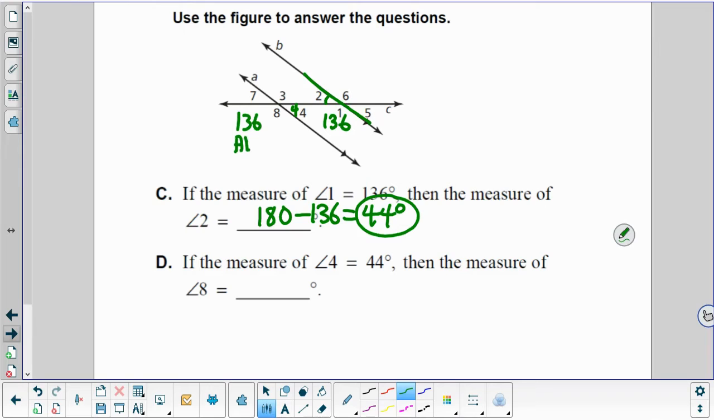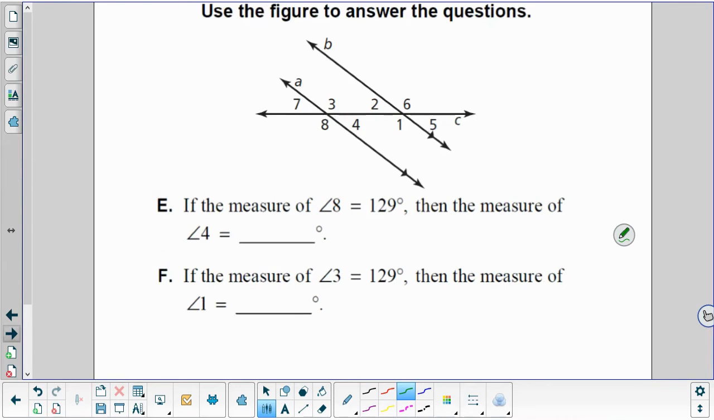So just using these little relationships that we're developing as we go through these, we can actually, like we said in a previous lesson, if you find one angle, you can find them all. Okay, use the figure to answer these questions. If the measure of angle 8 is 129 degrees, what is the measure of angle 4? Okay, so angle 4 is right next to angle 8, and angle 8 and 4 would add up to 180. So we do 180 minus 129, and we get 51 degrees for angle 4.